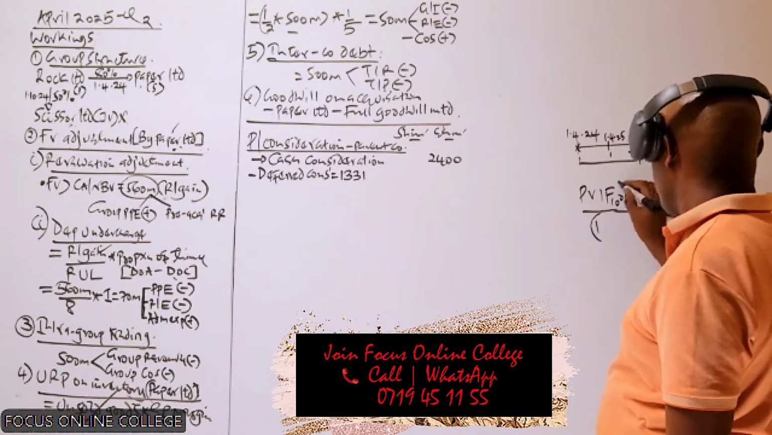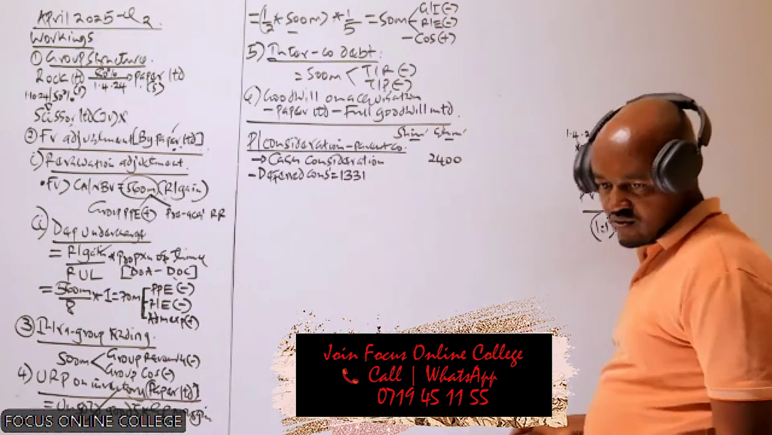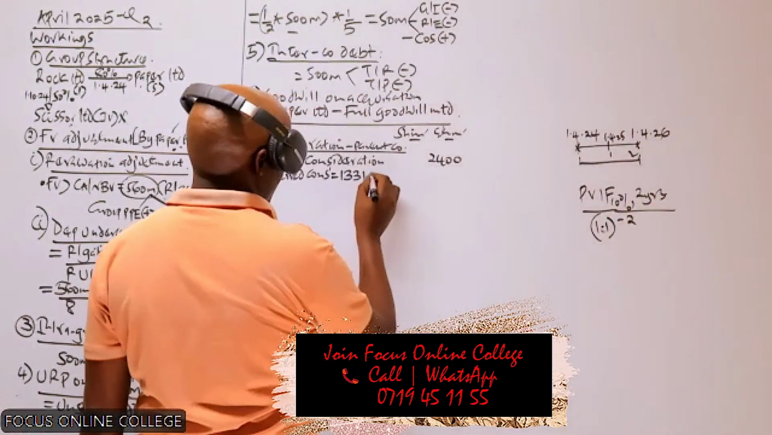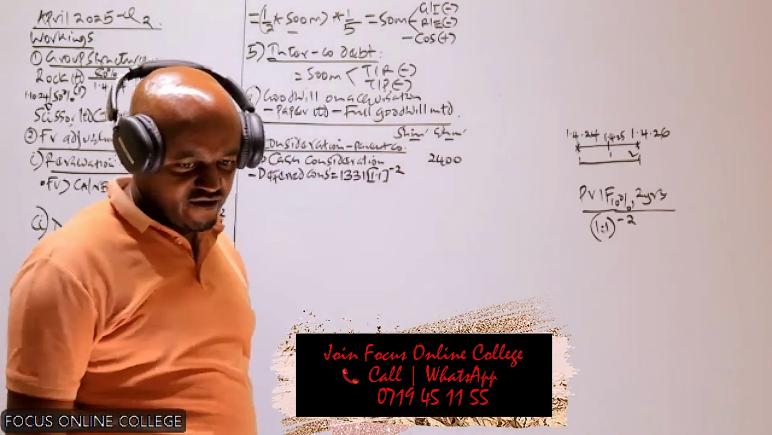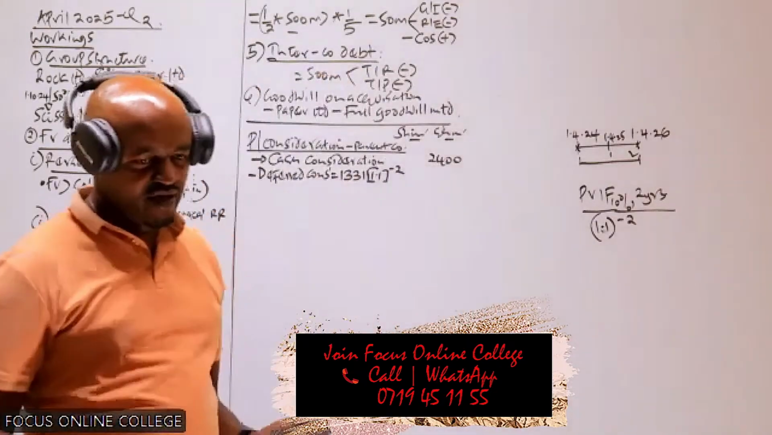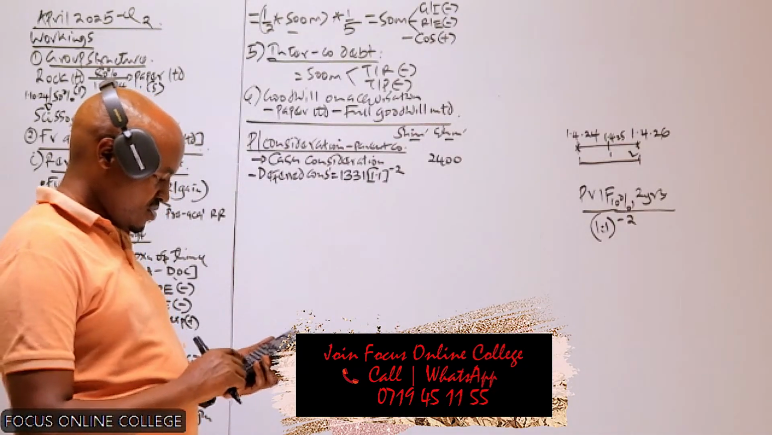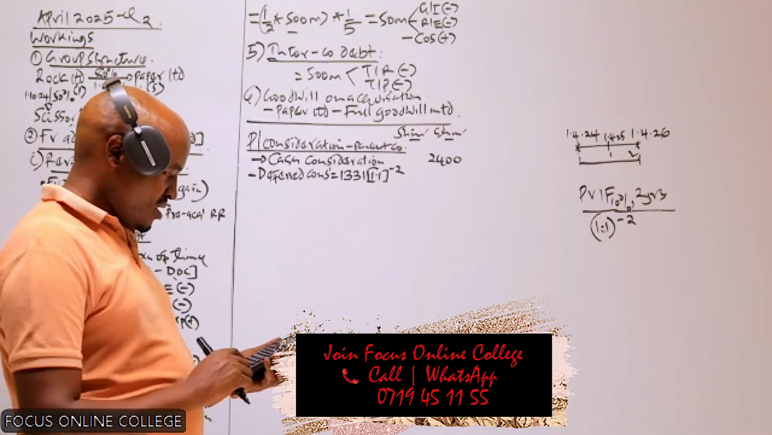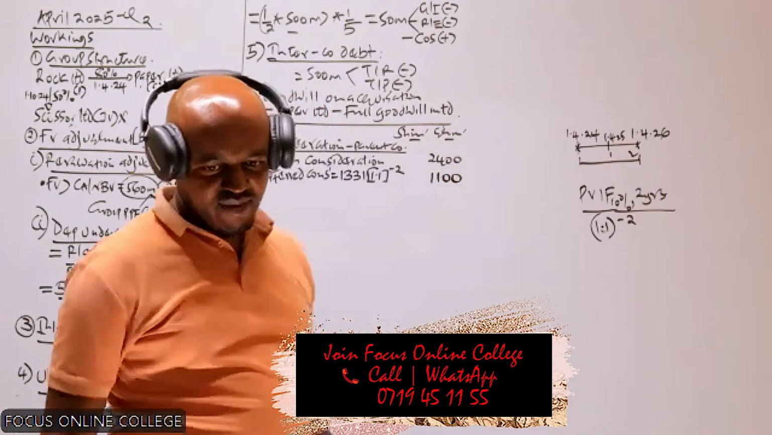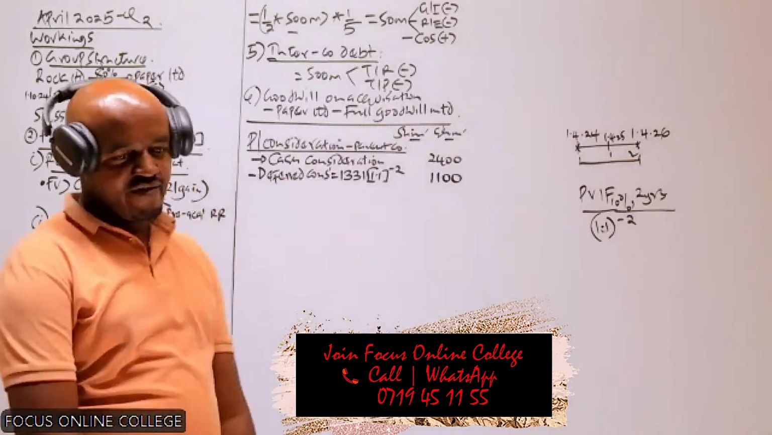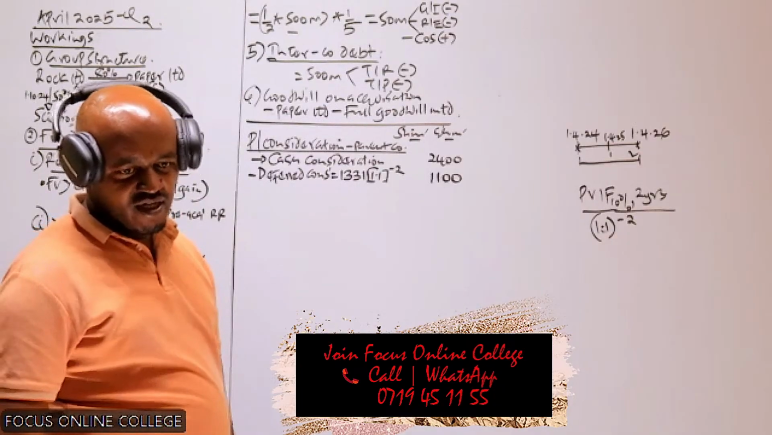This one will be computed like this. Remember the formula here: 1 over 1.1 raised to power negative 2. Basically that's how we discount this, 1.1 raised to power negative 2, times 1331. And basically that one is coming to 1100. Is that what you're getting? 1100.